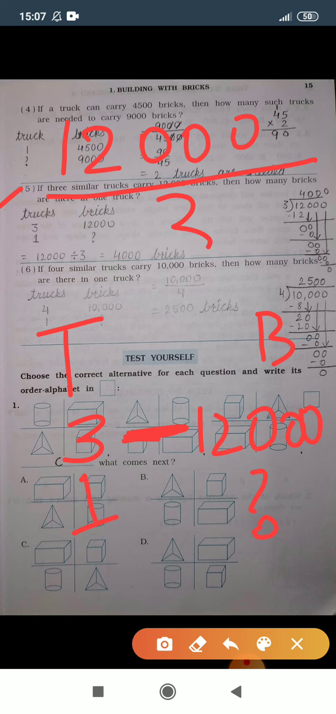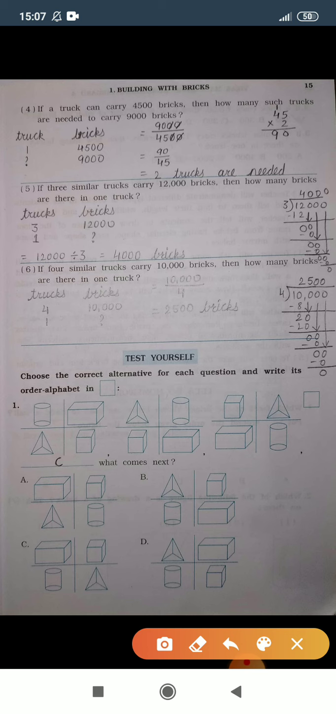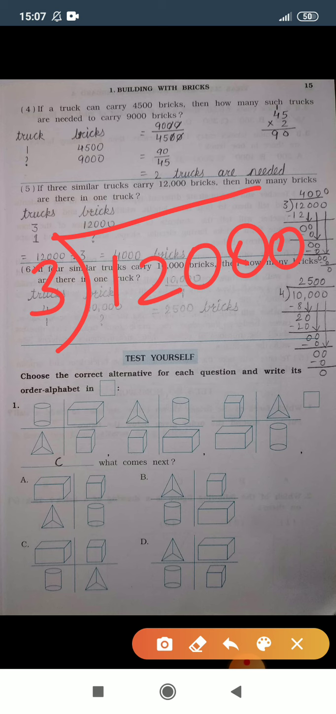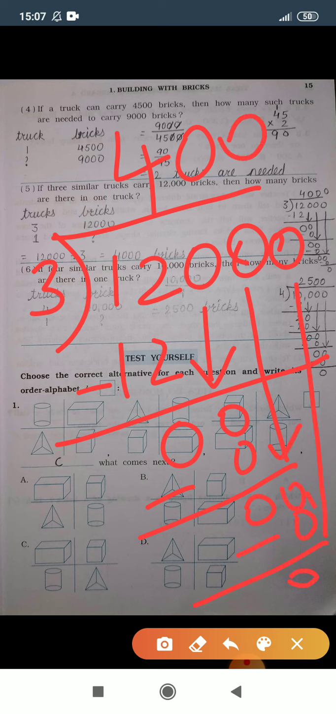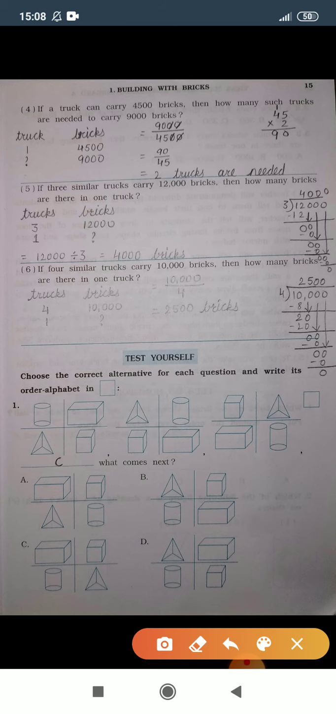divided by 3. So let's see how we'll divide this. 3 into 12,000. 3 4s are 12. Again this 0 will come down. We'll take 0. 3 0s are 0. Again this 0 will come down. 3 0s are 0. And this way we get 4,000 bricks. So your answer is 4,000 bricks carried in one truck.